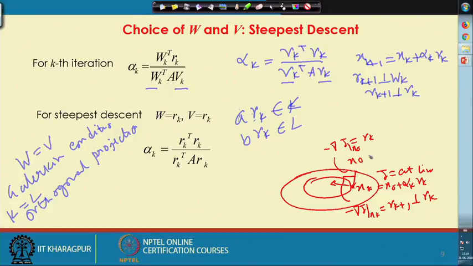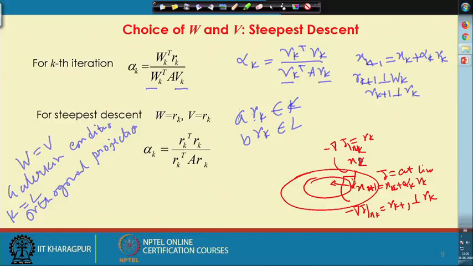So this is not r k, this is x k, and this is x k plus 1. X is updated along a particular line from x k, so that the new residual r k plus 1 is perpendicular to that line, which is along r k. So, this gives us the steepest descent algorithm.